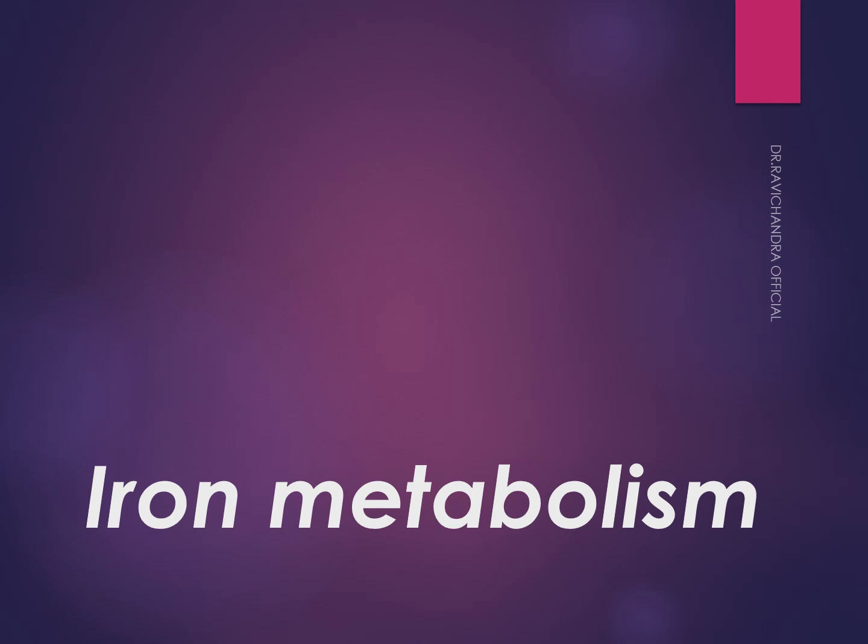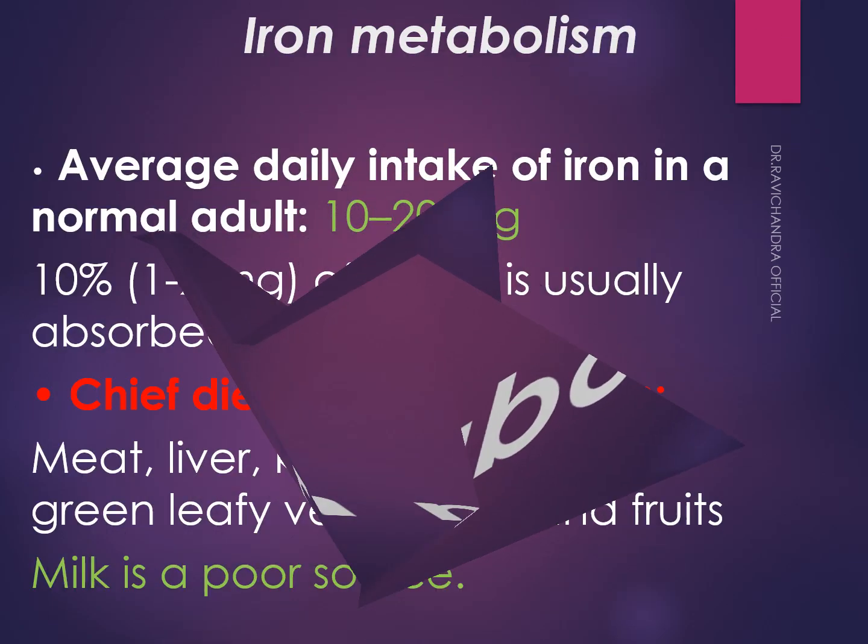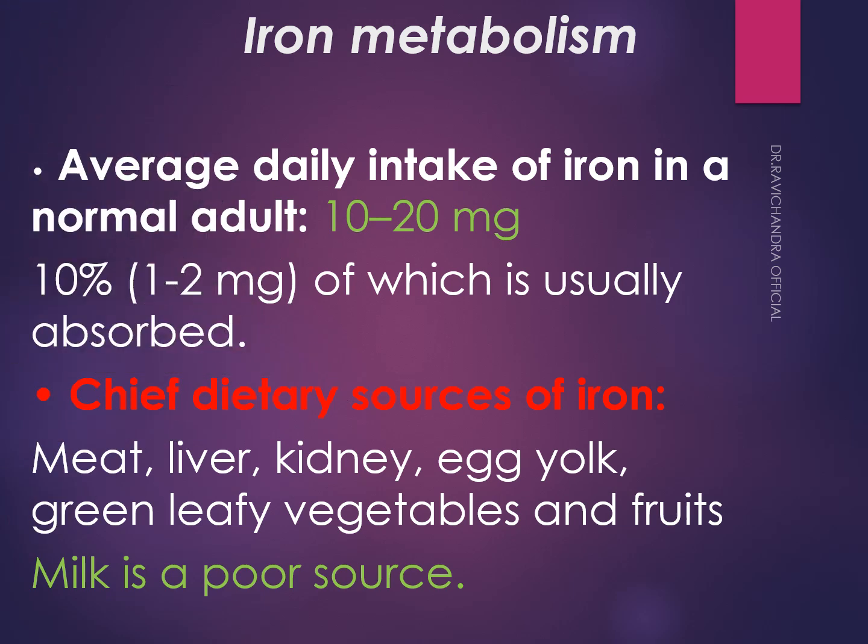Iron metabolism. Average daily intake of iron in a normal adult is 10 to 20 milligrams, 10% of which is usually absorbed by the body, that is 1 to 2 milligrams. And the chief dietary sources of iron are meat, liver, kidney, egg yolk, green leafy vegetables, and fruits. Milk is a poor source of iron.